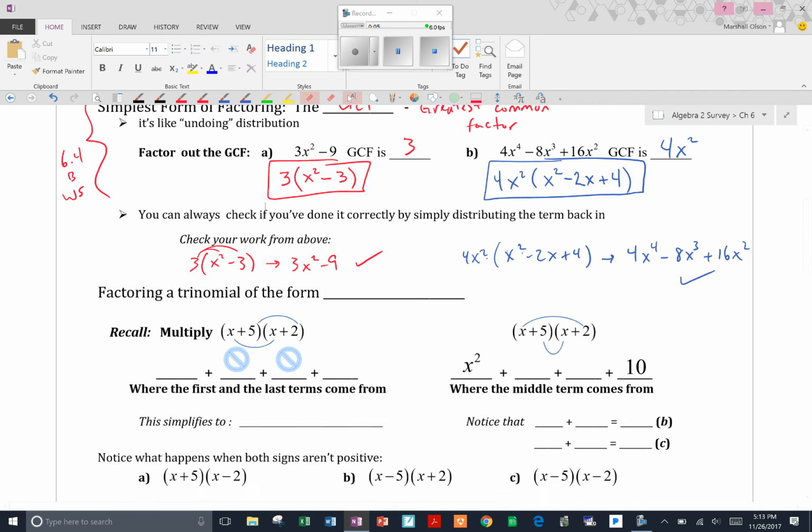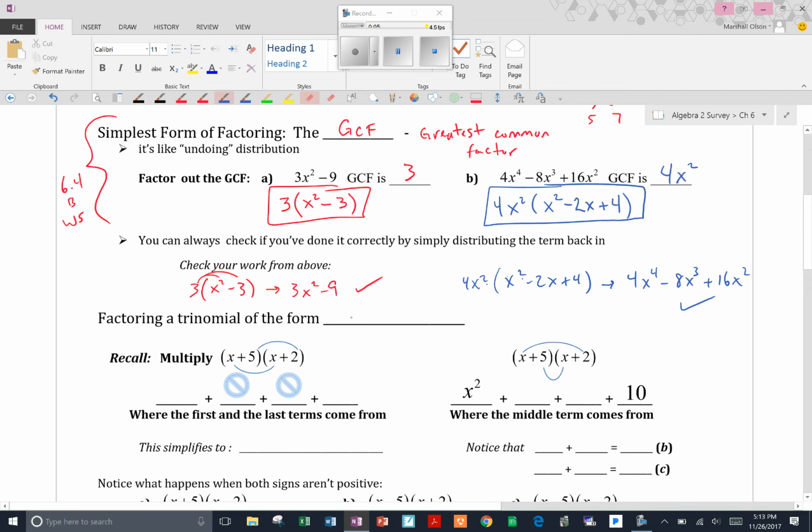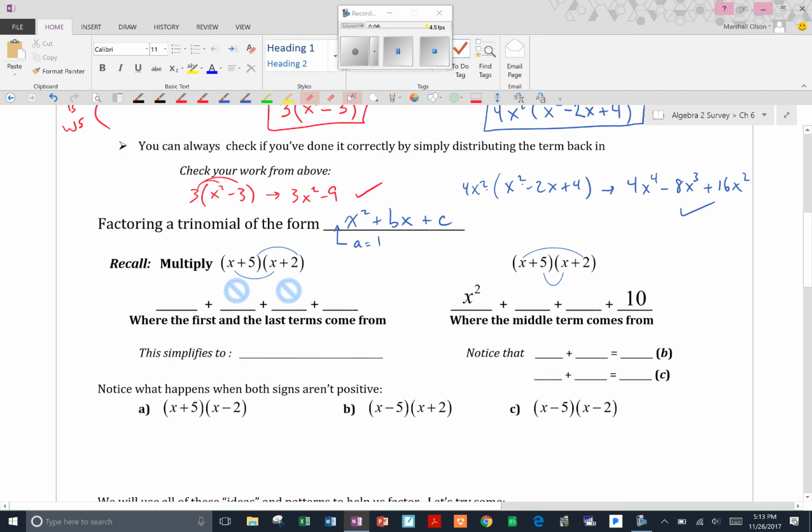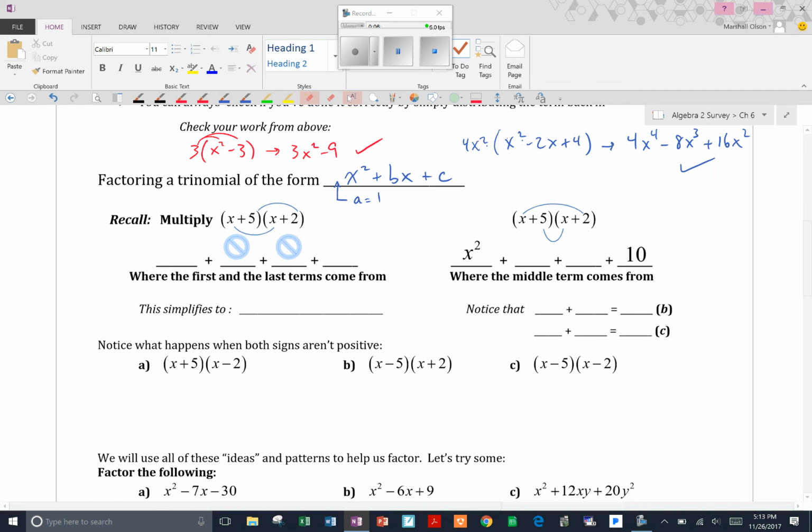All right, now we're going to talk about factoring a trinomial of the form x squared plus bx plus c. You can kind of tell there's this value a that is missing right there. That's because we're going to say a is 1. So the important part here is that we just start with an x squared, or maybe an m squared, or y squared, but just a variable squared. Okay, that's what we're talking about here.